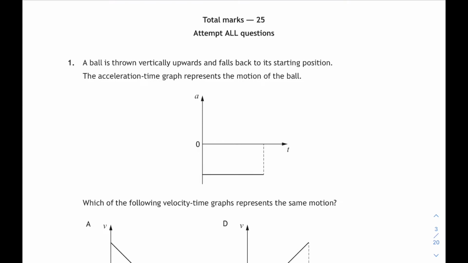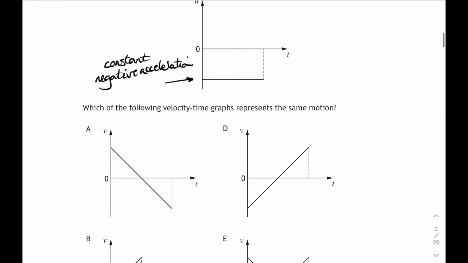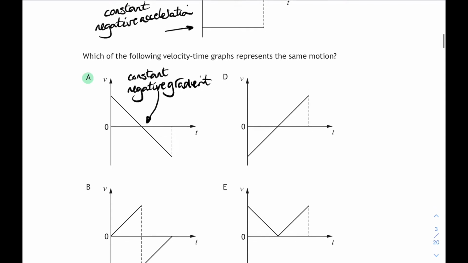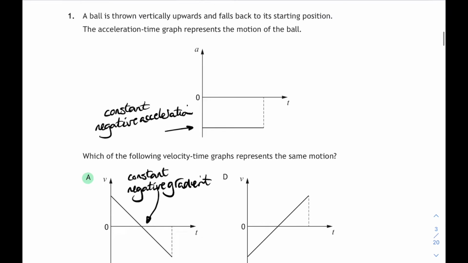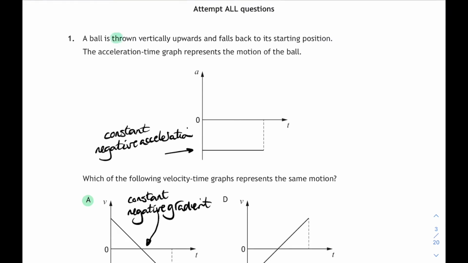A ball is thrown vertically upwards and falls back to its starting position, and the acceleration time graph represents the motion of the ball. Now notice it has a constant negative acceleration, and we are asked which of the following velocity time graphs represents the same motion. So the quick way to do this is to look for a velocity time graph that has a constant negative gradient. And if we check all the other ones, we can see that A is the only one that has a constant negative gradient. And that's the kind of maths way to do it.